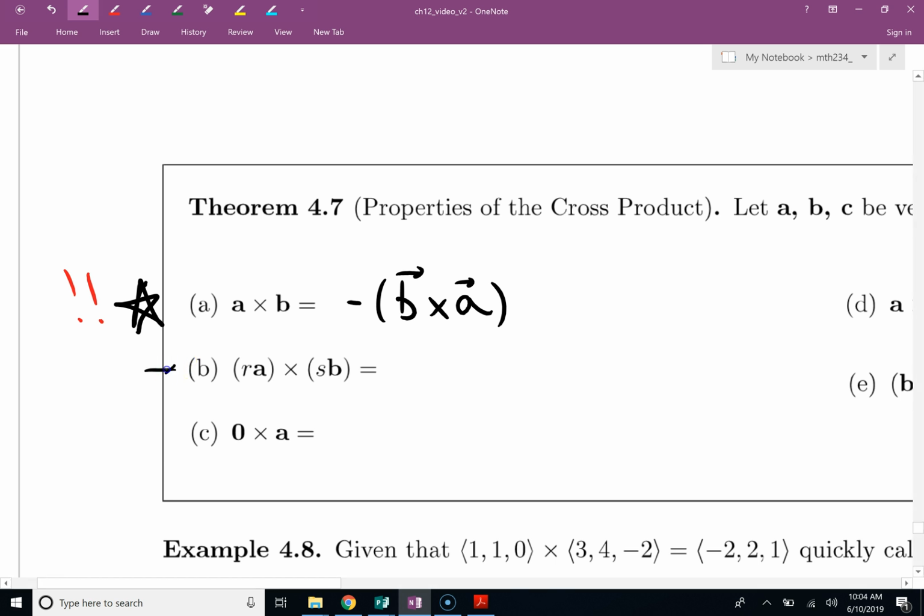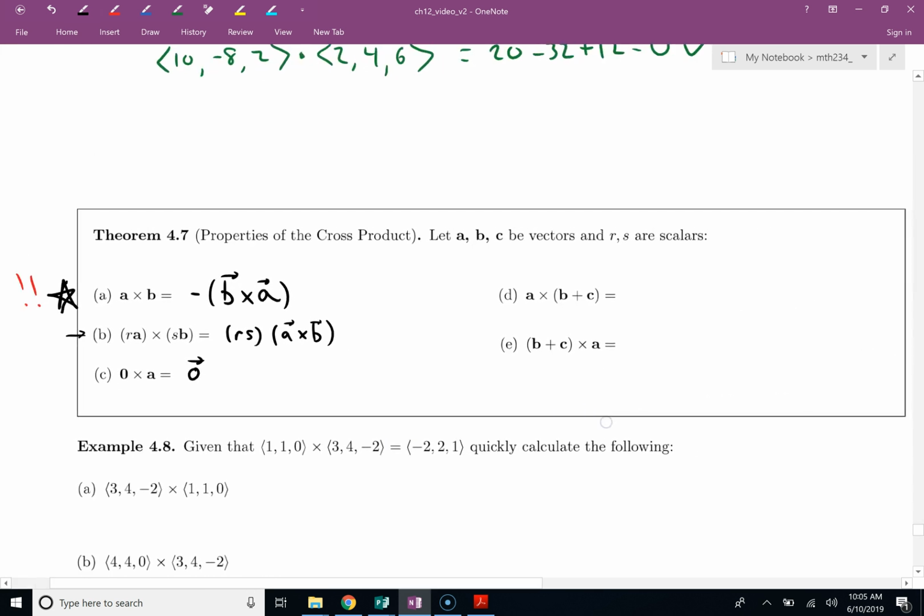Here's some cross products along with scalar multiplication. The claim is you can kind of factor out scalars, as you would probably suspect. So our scalars here are R and S, and you could first go ahead and do the cross product itself. So we could do A cross B, and then we could take that and multiply it by R and S. Okay, 0 cross A. So if you take anything and you multiply it by 0, it gives you out 0. And remember, the cross product always gives you out a vector, so this actually is the 0 vector.